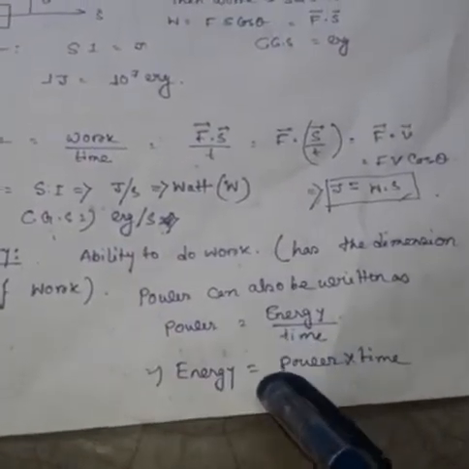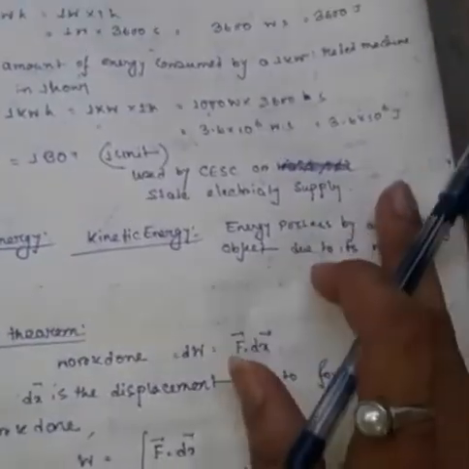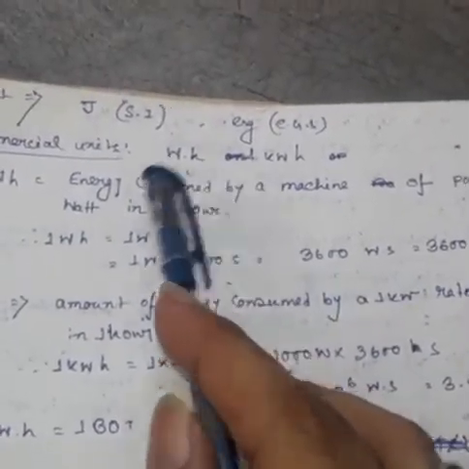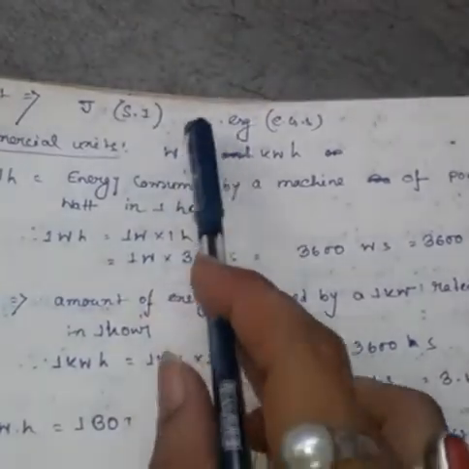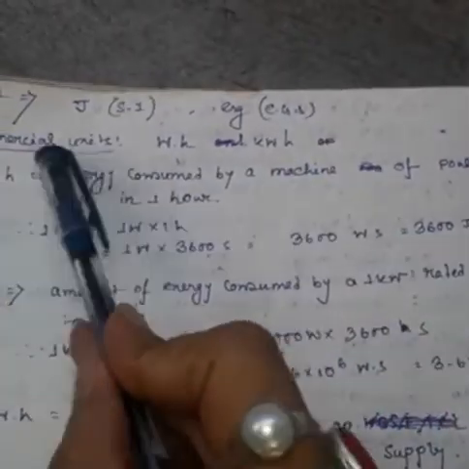The commercial unit of energy is found by using this equation, that is, the power multiplied by the time. So power is in watt and time is in minute, hour or second. That means the commercial units are watt hour and kilowatt hour. Okay, now what is watt hour?